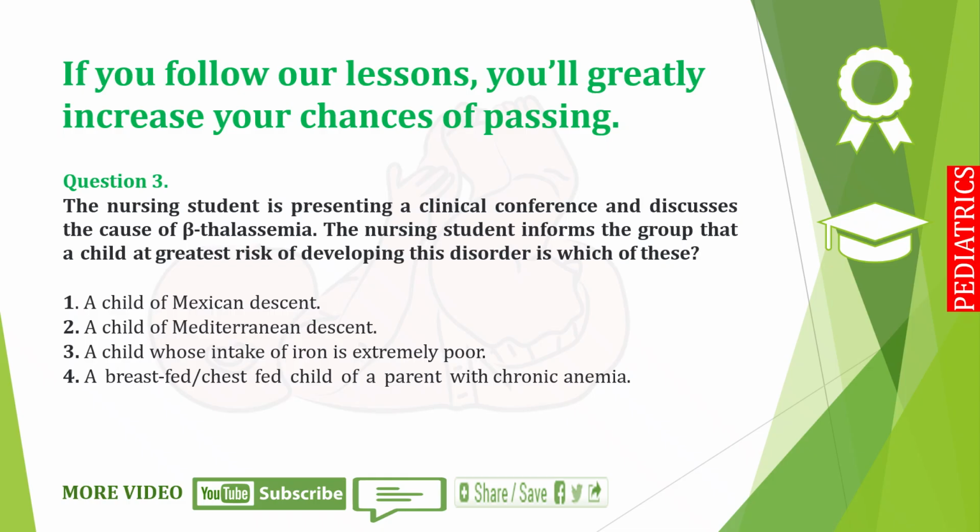Question 3. The nursing student is presenting a clinical conference and discusses the cause of beta thalassemia. The nursing student informs the group that a child at greatest risk of developing this disorder is which of these? 1. A child of Mexican descent. 2. A child of Mediterranean descent. 3. A child whose intake of iron is extremely poor. 4. A breastfed child of a parent with chronic anemia.